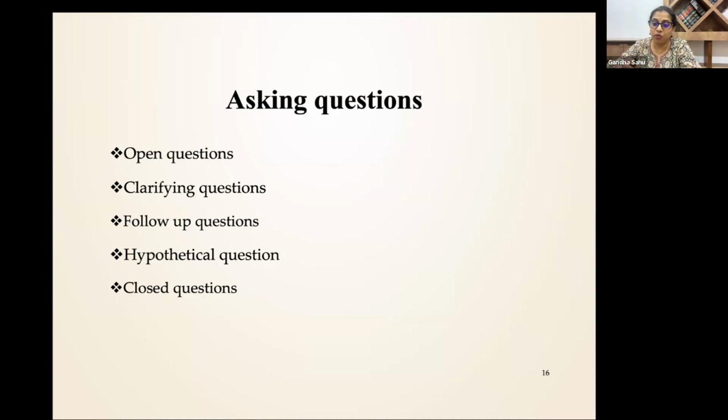Then we have open questions. That's the first type, and we generally start with open questions. A simple question like, what brings you here? What does that do? That's just so open. What brings you here? Why have you come to mediation? What is your dispute? What is your story? How can I help you?